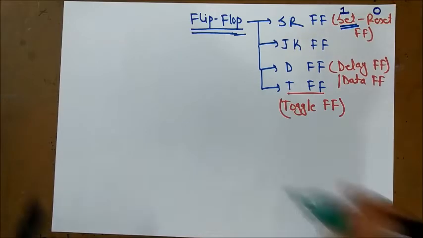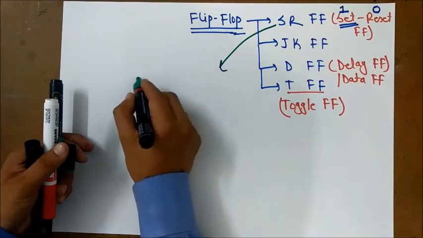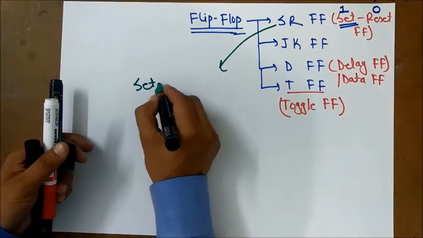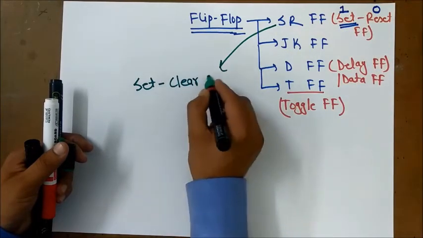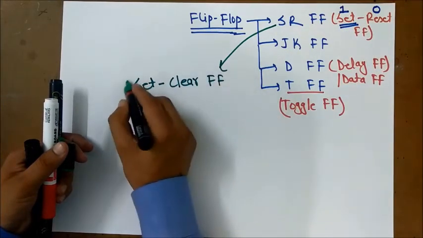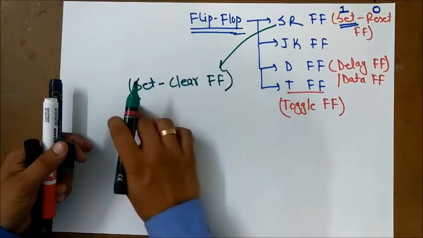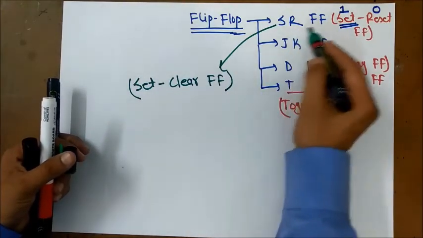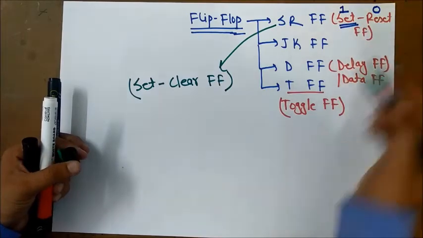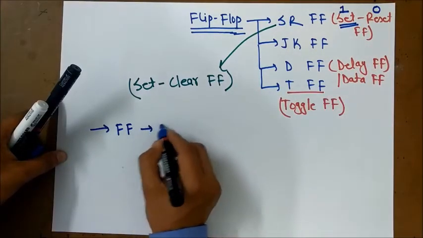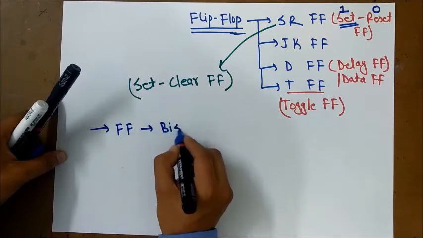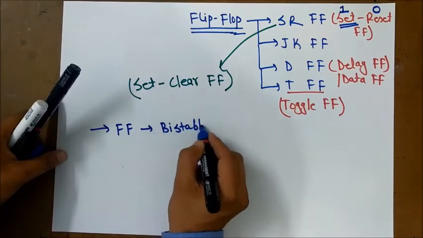This SR flip-flop we can also call as set clear flip-flop. Set means 1 and clear means 0. This S and R stands for set and reset condition. These flip-flops are also known as bistable multivibrator.